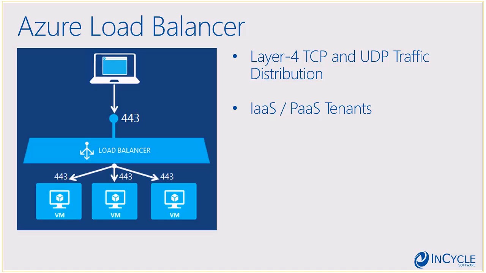Let's talk about infrastructure as a service and platform as a service tenants. Platform as a service tenants are configured via the cloud services model or through the CSDEF, the service definition schema file. Infrastructure as a service tenants are always going to be configured via the management portal or via PowerShell or the Azure APIs. Okay, so platform as a service tenants will need to be done via the CSDEF file, whereas you can use the management portal or PowerShell or the Azure APIs to configure your infrastructure as a service tenants.